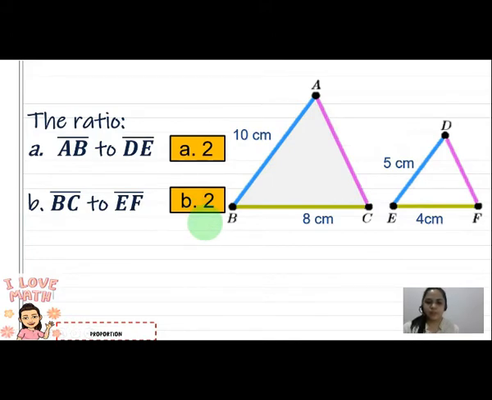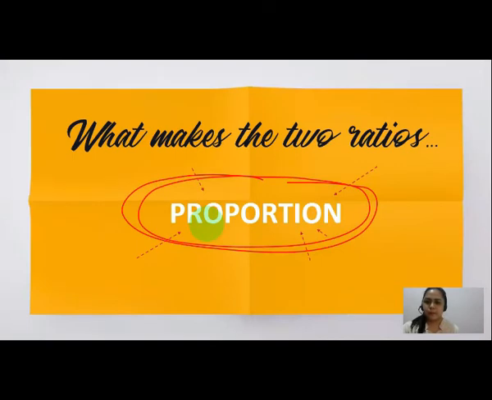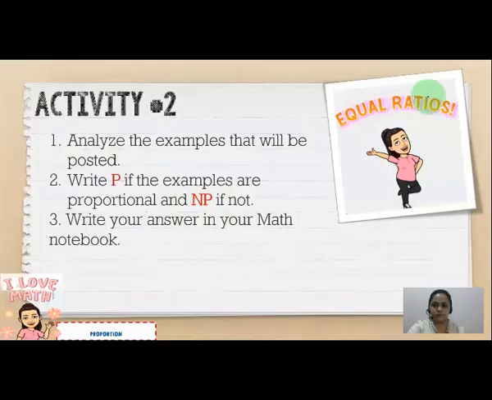Now that you already have the ratios, I want you to answer this question in your notebook. What makes the two ratios proportion? You may pause this video and write your answer in your notebook. So let's have the second activity called equal ratios. You're going to analyze the examples that will be posted. Write P if the examples are proportional and NP if not. Write your answer in your math notebook.